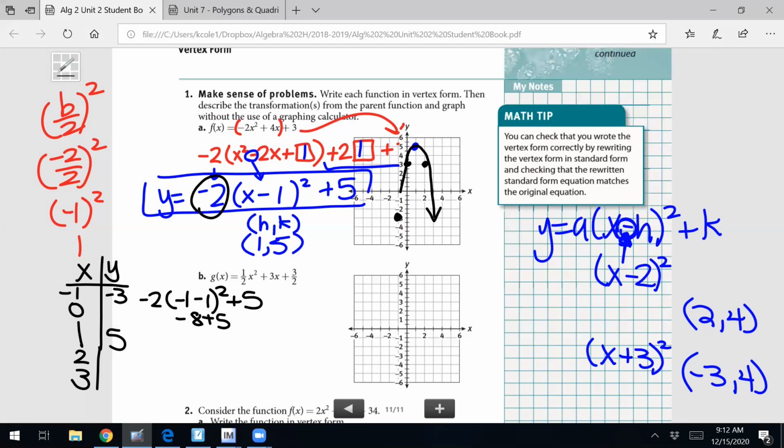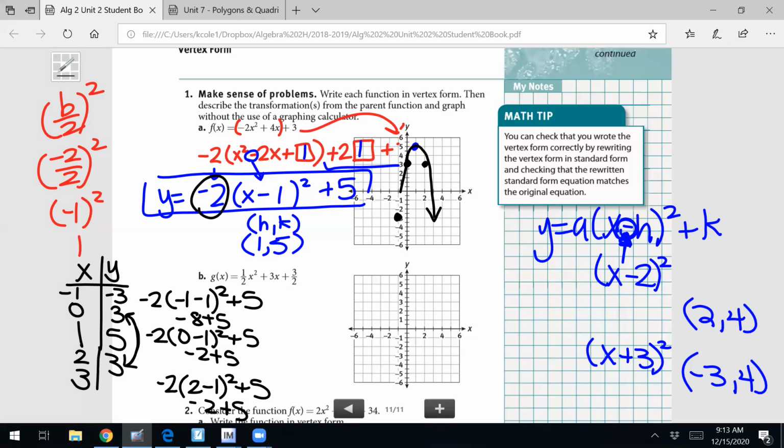Then you can plug in 0. -2, 0 minus 1 squared plus 5. 0 minus 1, -1 squared. -2 times +1, -2 plus 5, +3. So 0, 3. You see, we already got that one. Okay, then we're going to do 2. -2, 2 minus 1 squared plus 5. 2 minus 1, 1. 1 squared. -2 times 1, -2 plus 5, 3. You see how these are the same thing directly around your vertex.